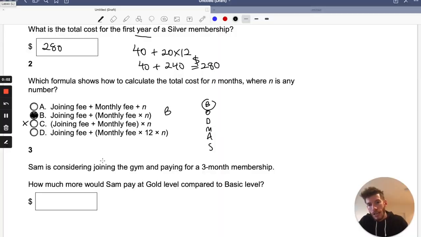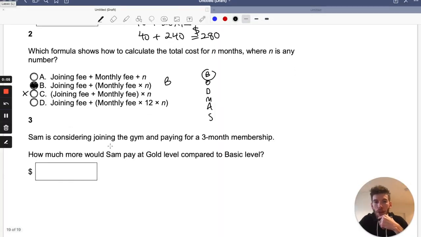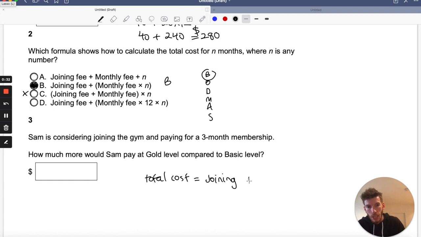So in the final one, it just says Sam is considering joining the gym and paying for a 3-month membership. How much more would Sam pay at gold level compared to basic level? So what they're asking us to do here is effectively use our equation now. So let's write that down, right? So we've got the total cost is equal to, so this is our fixed fee, or our fixed value. So this is the joining fee. This is just from question 2, basically, plus then our monthly fee times by the number of months. And we're just going to do that for each of the gold level and then at the basic level.